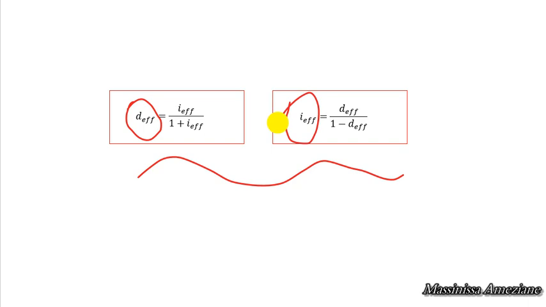So this is all about how to convert from effective to nominal and nominal to effective. Now in the next video, we will see a new chapter, and it will be about annuities.